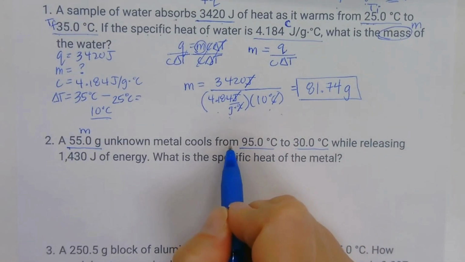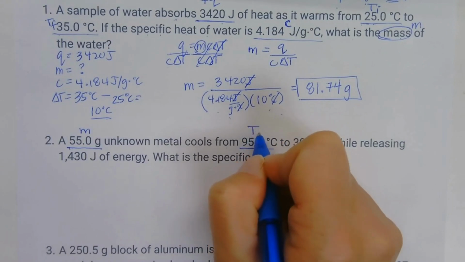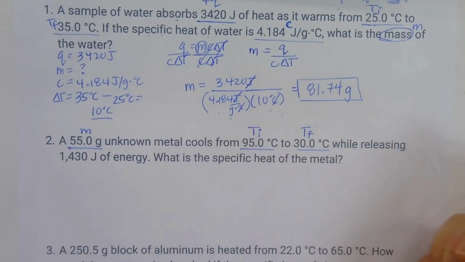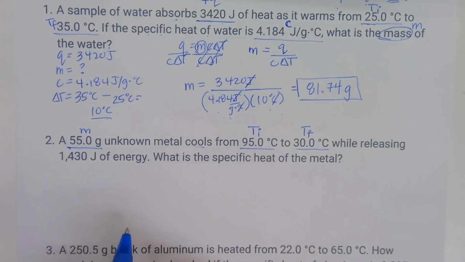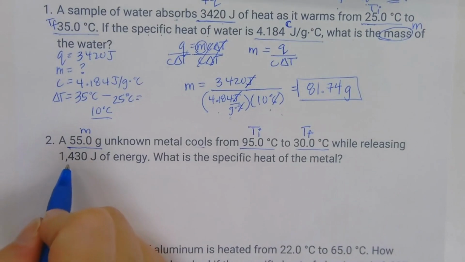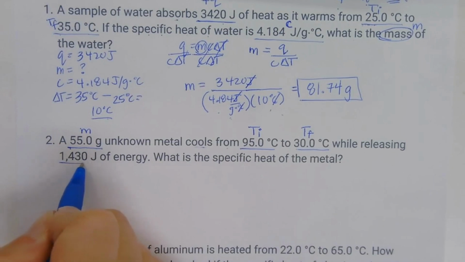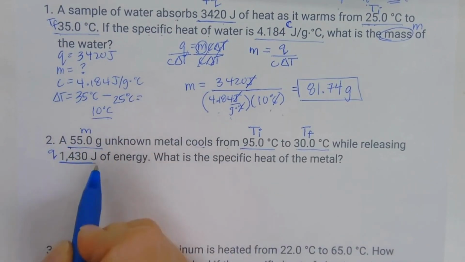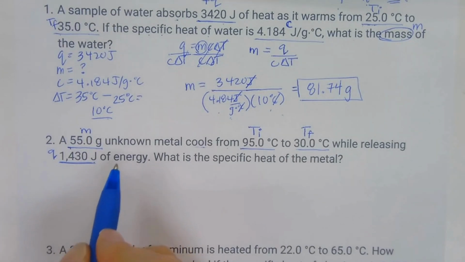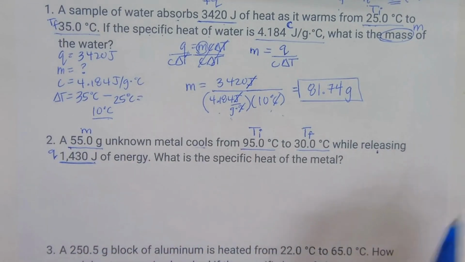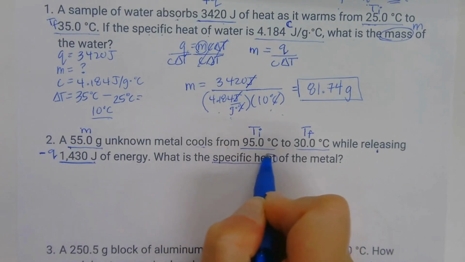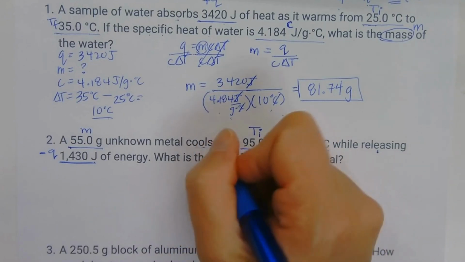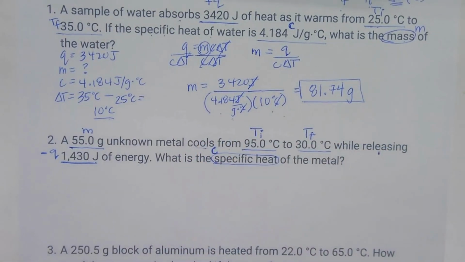So if it's going from and then to, I know that this is my initial temperature and this is my final temperature. Now, yes, the final is lower than the initial because it's cooling down, okay? While releasing 1,430 joules of energy. So the joules I know is going to be Q because of the units and it says of energy, but it's releasing energy. So since it's releasing, I'm going to use a negative to indicate that this is going to be a negative value. So what is the specific heat? So I'm going to circle that of the metal. So the specific heat is the C. So we know that we're looking for C.